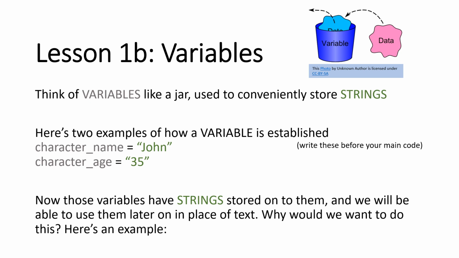So here we have our variable in gray, character underscore name, and then in our variable is going to be John. So that's a string. We're storing a string in our variable. So character name will have John in it forever now. Same thing down here, but it's just 35. So you can use it with text or numbers, however you please. So those variables now have strings sorted into them, and we're going to use them later on. But why would we want to do this? Well, here's an example.